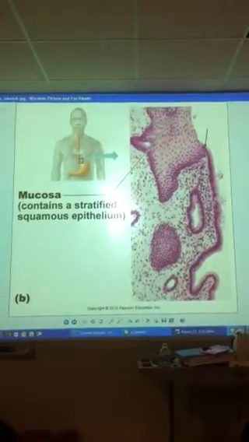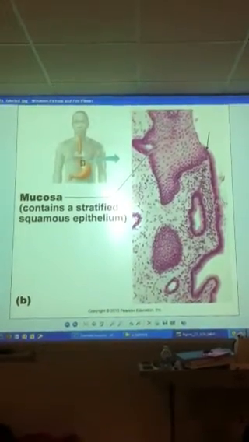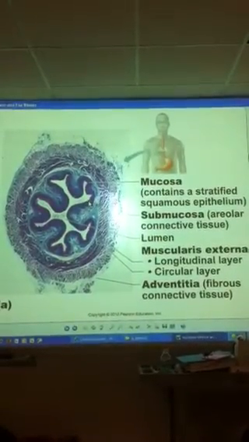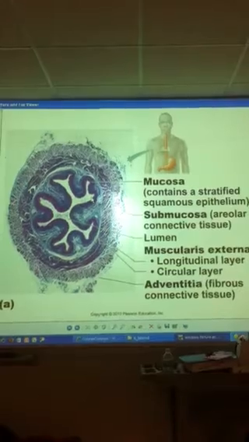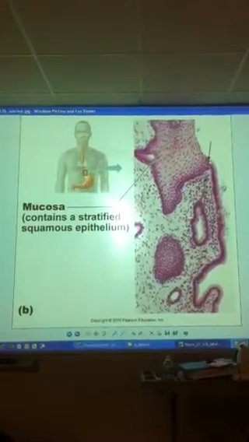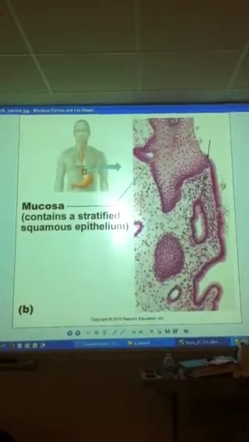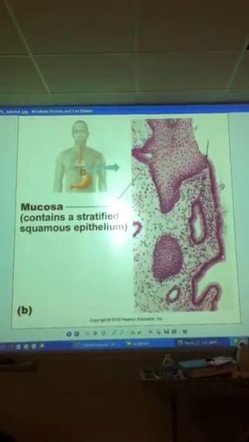So here is a slide that shows the stratified layer here. This layer, stratified squamous epithelium, highly magnified. So they're showing the stratified squamous epithelial layer. Mucosa contains stratified squamous epithelium here.